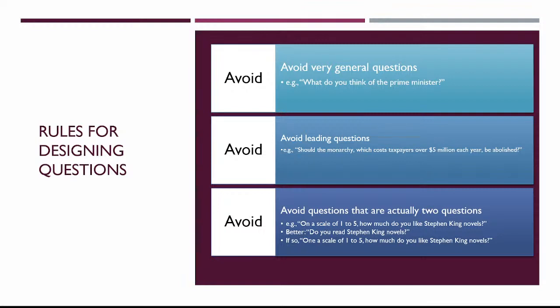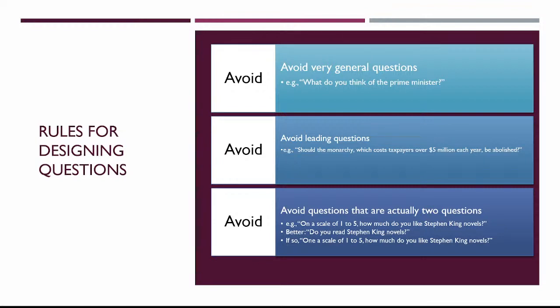So avoid questions that are actually 2 questions. On a scale of 1 to 5, how much do you like Stephen King novels? That's not terrible. It's not the worst question, but better: do you read Stephen King novels? And if so, on a scale of 1 to 5, how much do you like Stephen King novels? Right? Because in the first question, you're assuming that they read Stephen King novels, but you actually don't know, right? And you shouldn't assume something that you might want to ask about.